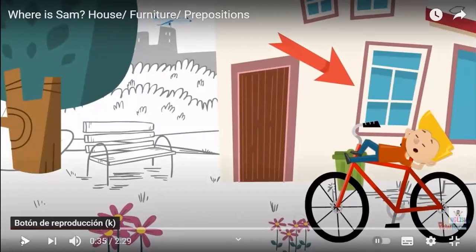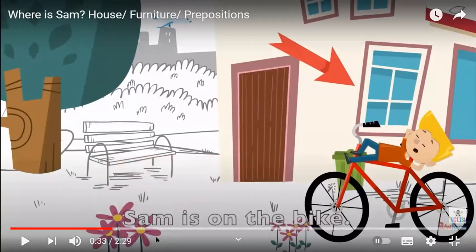Sam is on the bike. Okay. Where is Sam? Where is Sam? Read. Look. Sam. Sam is on the bike. On the bike. Look, on. Está en una superficie. So, on. On the bike, okay?